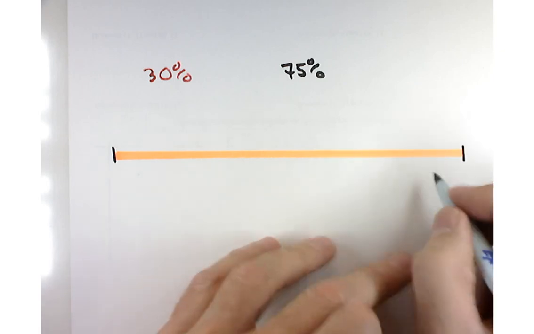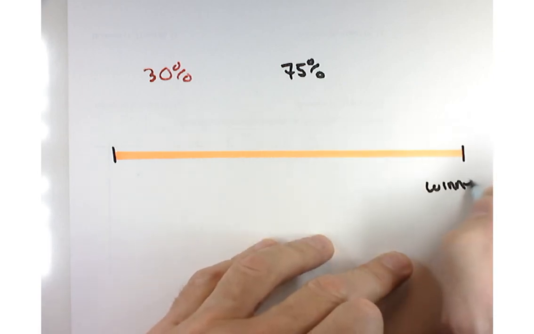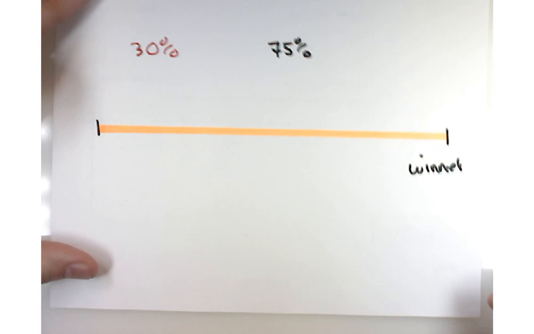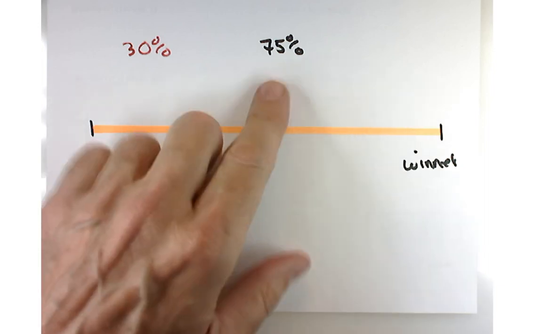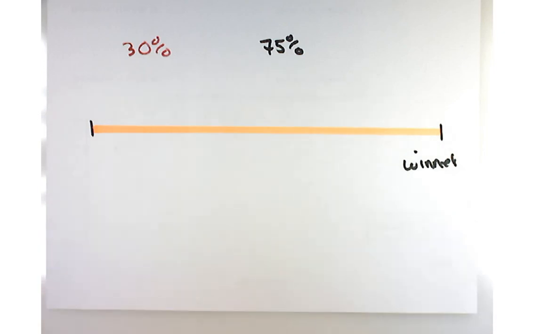All right, talk to your neighbor. Which one do you like better? Would you rather finish in the 30th percentile, or think about it as your ACT score? Do you want to be in the 30th percentile for your ACT score or your SAT? Or do you want to be in the 75th percentile? Which one?